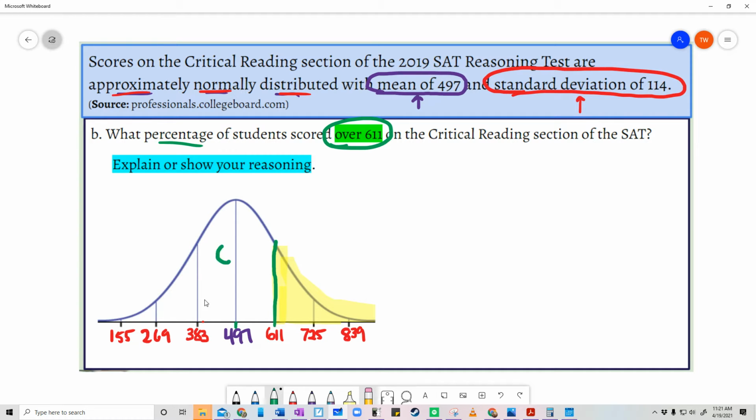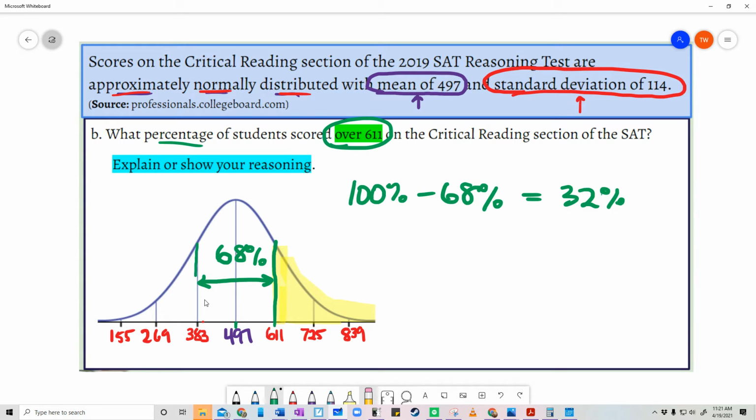So I need to access my knowledge that 68% of scores fall above or below 1 standard deviation. I'm interested in a certain percent that's outside of that. So I start by saying, okay, 100% minus 68% is 32%. 32% of the scores are more than 1 above or below.